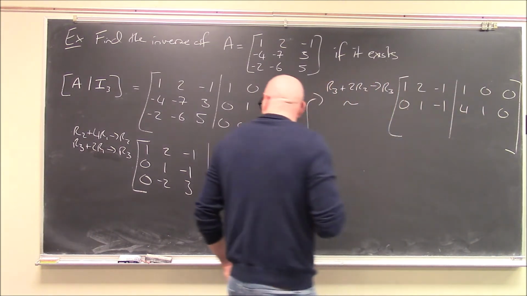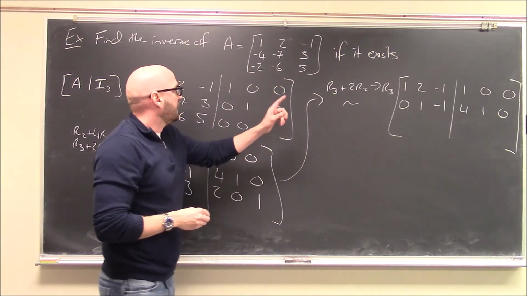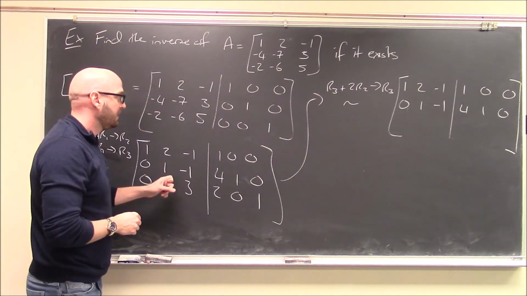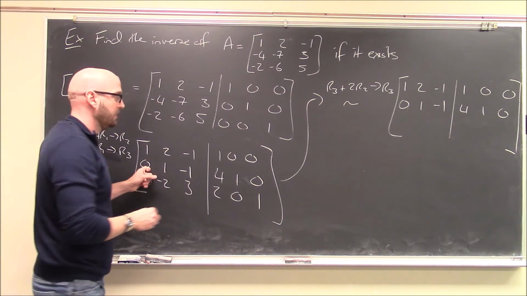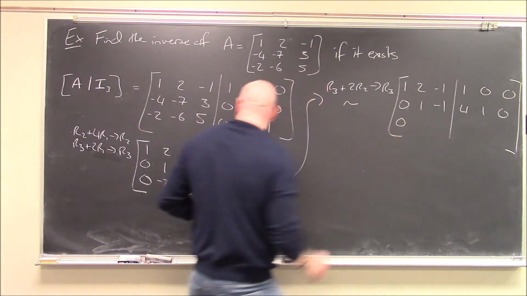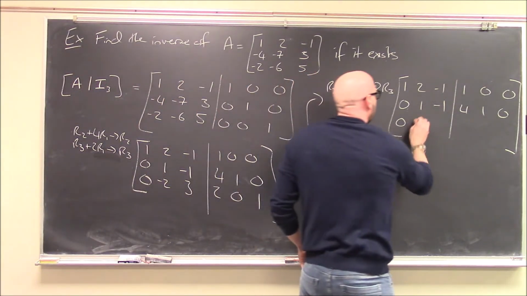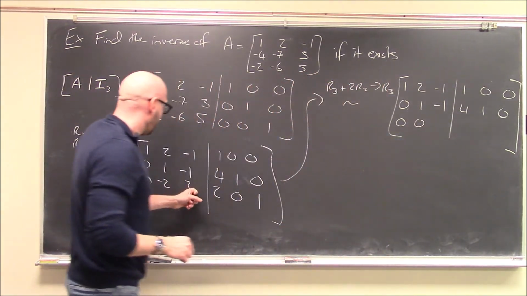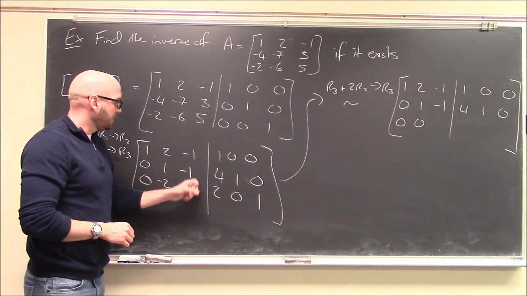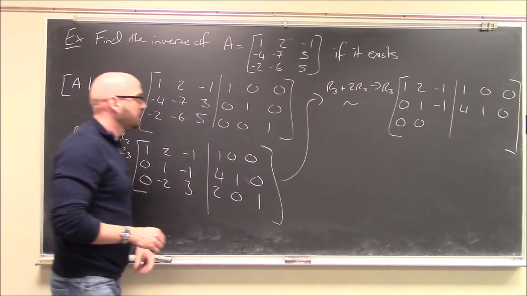And row 3. Okay, what are we doing? We're doing row 3 plus 2 times row 2. So 0 plus 0 is 0. Minus 2 plus 2 times 1 is 0, just as I wanted. 3 plus 2 times minus 1, 3 plus minus 2 is positive 1.